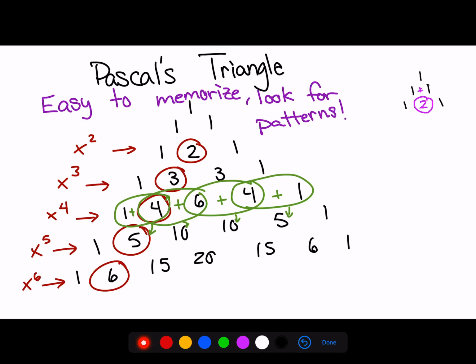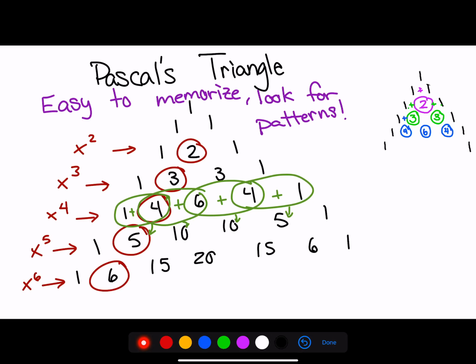Now, for our next row, 1 and 1. If I want to find out these numbers, I just add them. So 1 plus 2 is 3. 2 plus 1 is 3. Next, I start off with 1s. And again, if I want to find out these numbers, I just add them. So 1 plus 3 is 4. 3 plus 3 is 6. 3 plus 1 is 4.